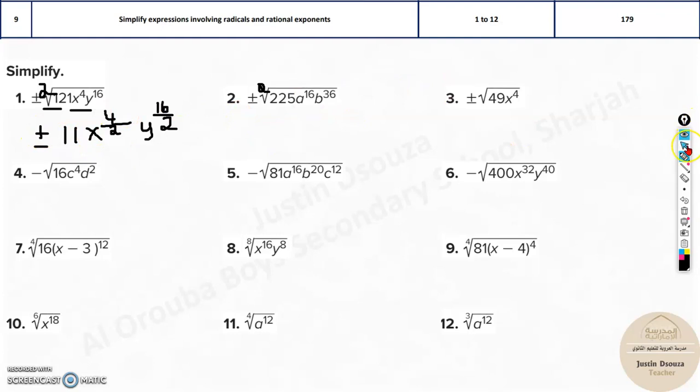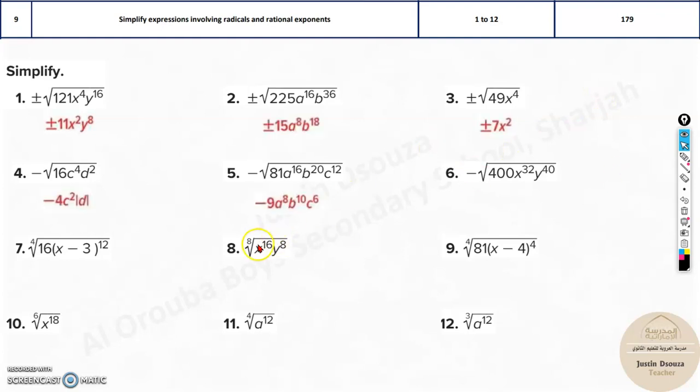So it'll be 11 plus or minus 11, x to the power 2, y to the power 8. That is the answer. Now I will show all the answers. You try it by yourself. You better pause the video now. Try it by yourself. You may not get all correct because now I'll just show the answers.